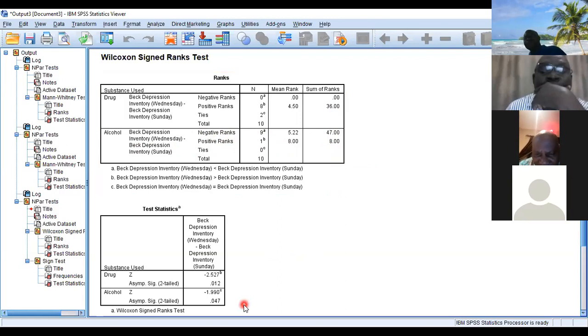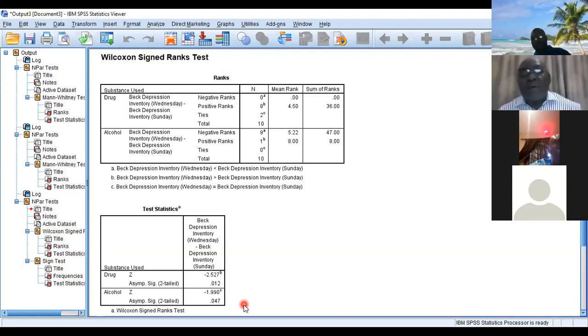Look at the p-value. Does it make sense? What this is telling you is that there is a statistical difference in depression between Sunday and Wednesday among drug users. The same thing holds among alcohol users separately. But if you look at the p-value, the difference is more among drug users than alcohol users, on the two days.